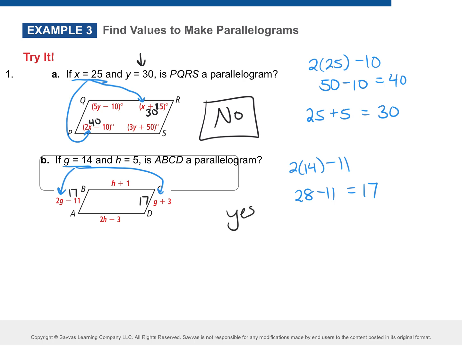Why not? Because you have to use H. You have to check the other information they gave you. So if I plug in the value for H, I get 5 plus 1 is 6. And then here I get 2 times 5, 10, minus 3, is 7. Is this a parallelogram? No, because these ones are not the same.